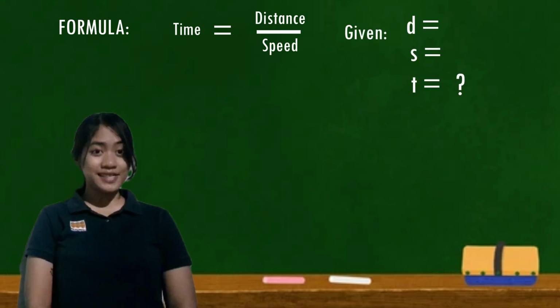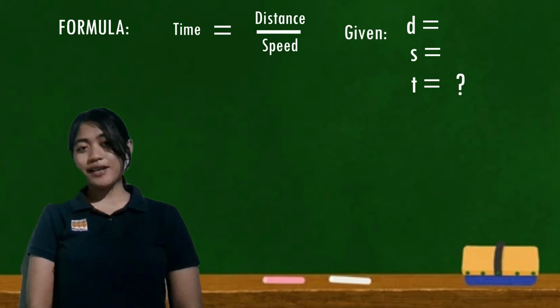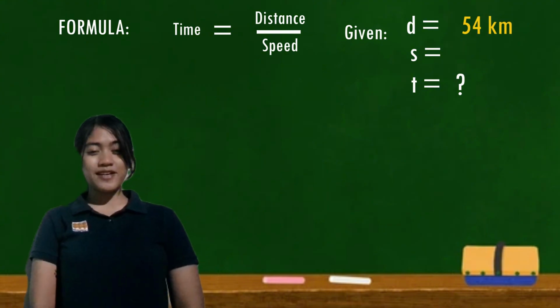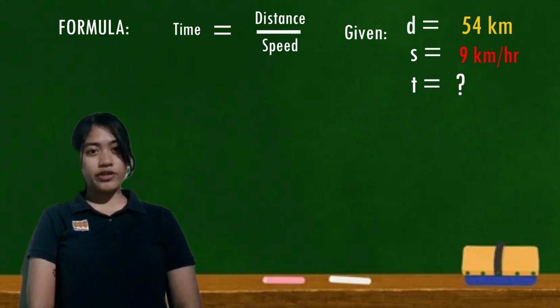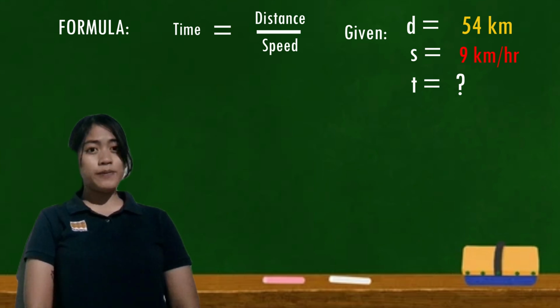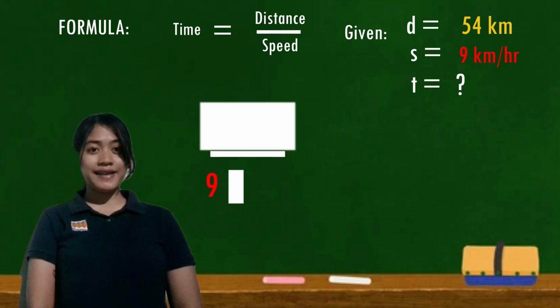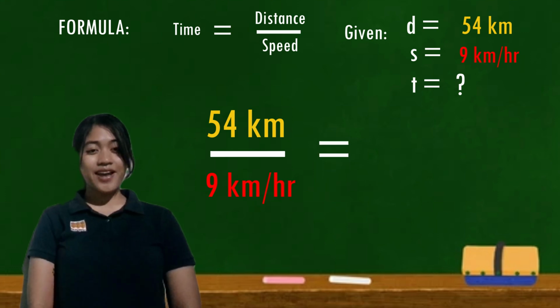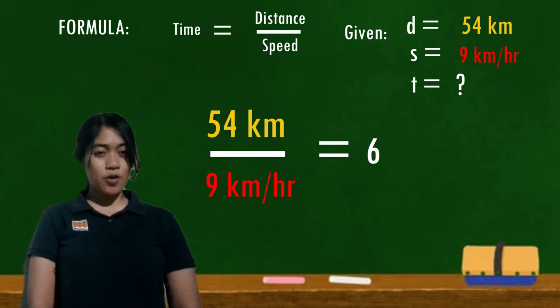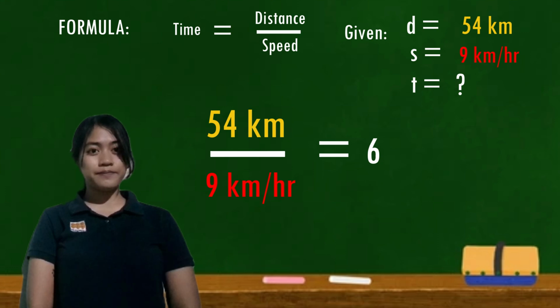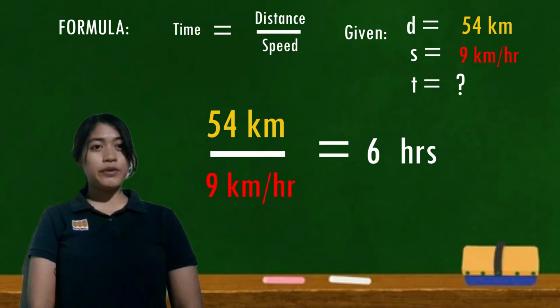What is the given distance? Correct, it's 54 kilometers. What is the given speed? Correct, it's 9 kilometers per hour. So we have to divide 54 by 9. 54 divided by 9 is? Correct, it's 6. So what is the given unit? Correct, it's hour. We have to cross out again kilometer because kilometer divided by kilometer is 1. That means our final answer is 6 hours.